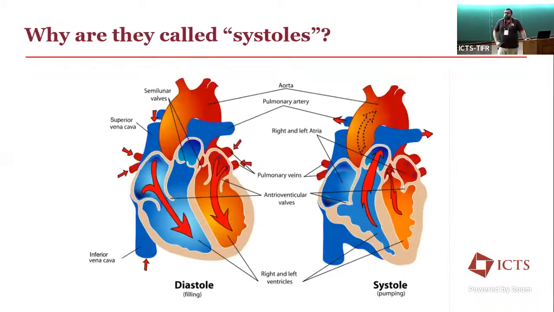Something I learned in making this talk is that if you Google the term systole and you don't include topology or something like that, this is the picture that you get. The idea is that the heart has two phases. It has a diastole phase, when the heart's filling up with blood, and it has a systole phase, when it's contracting and spreading the blood throughout the body.